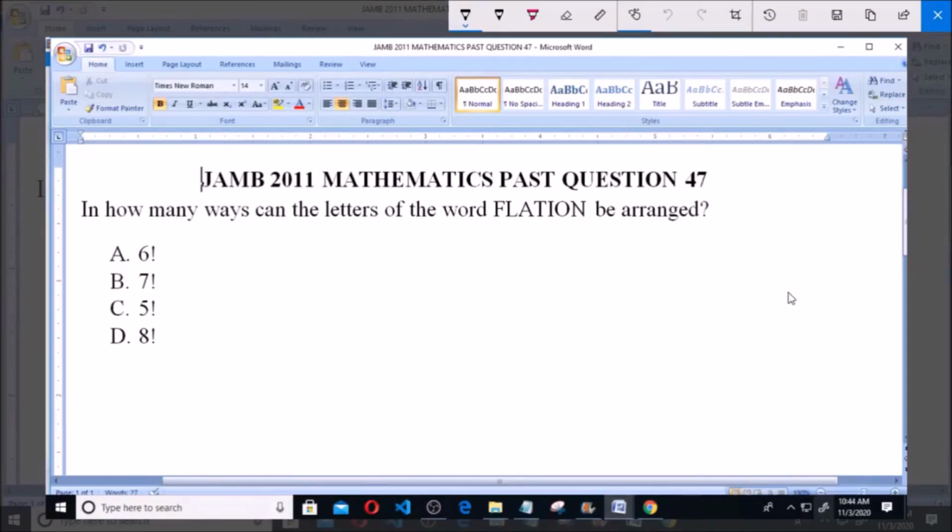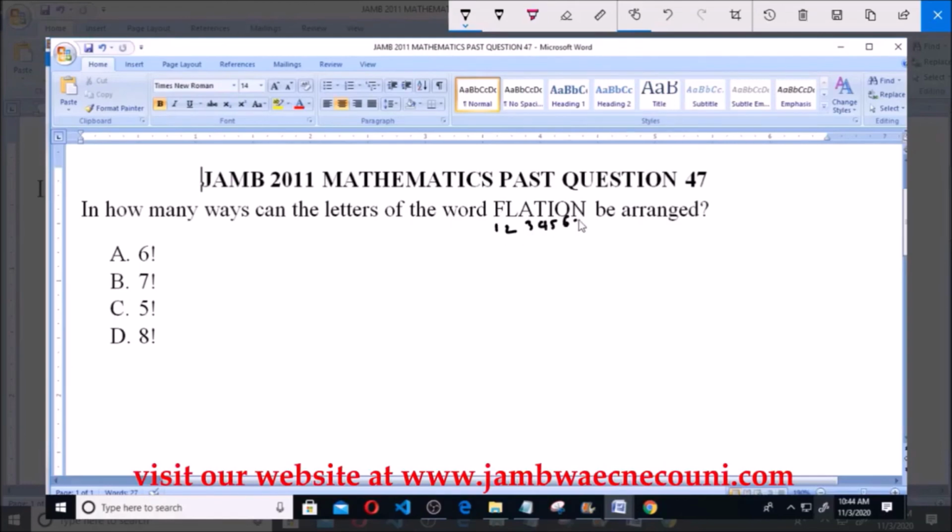In how many ways can the letters of the word affliation be arranged? Now we have A 6 factorial, B 7 factorial, C 5 factorial, and D 8 factorial. Looking at this word affliation, how many letters does it have? 1, 2, 3, 4, 5, 6, 7. Therefore we can say that what?